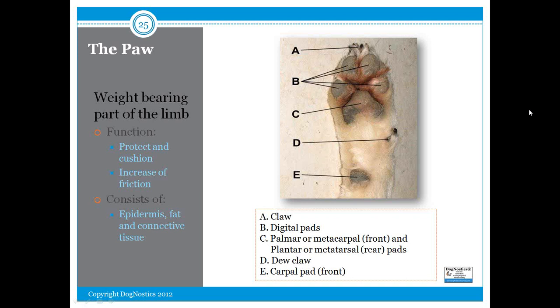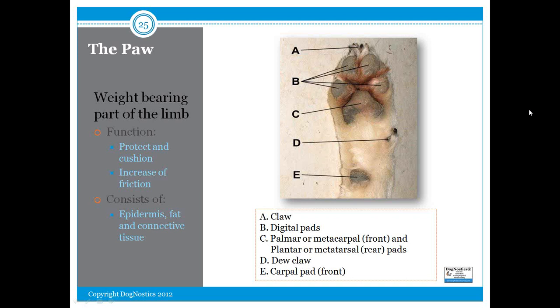So essentially, it's the weight-bearing part of the limb. It has several functions, just how it's designed. Protect and cushion, that's why it's got a lot of fatty tissue and connective tissue, kind of tougher tissue that makes up the bottom of the pad. It also supplies friction, so that the animal can grip the ground to run.